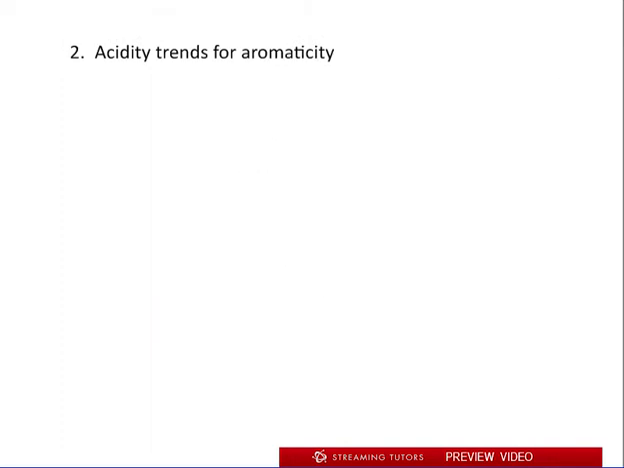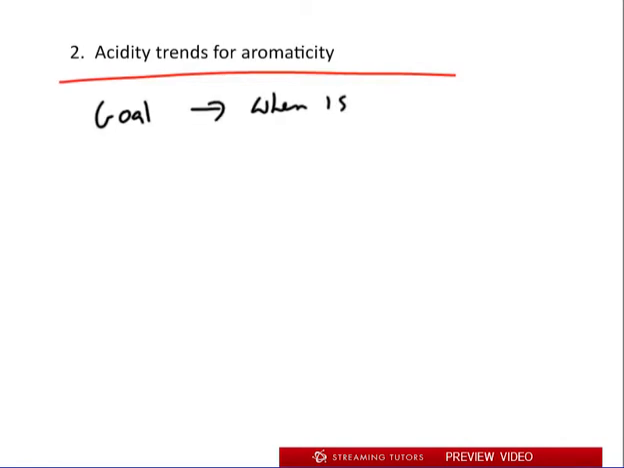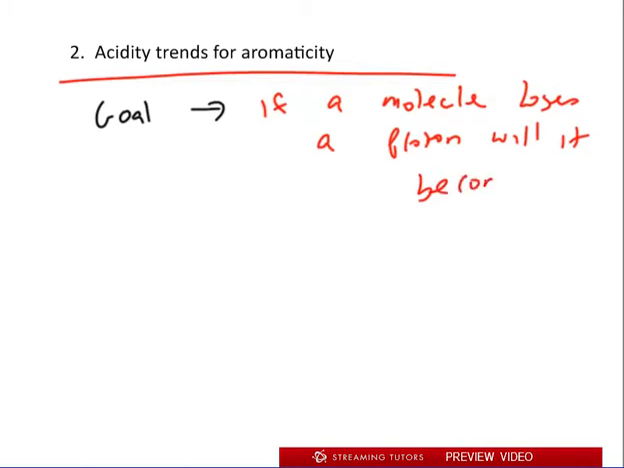The next thing I want to talk about is acidity trends. Now, the way this works is for acidity trends, the goal is always the same for the next few examples. I guess if a molecule loses a proton, will it become aromatic? That's really all we're thinking about. If yes, it'll do that. If no, it won't do that.